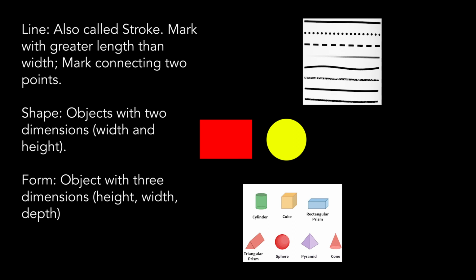Line is also called stroke. It is a mark with greater length than width. It is a mark connecting 2 points. A shape is an object with 2 dimensions, width and height. Form is an object with 3 dimensions, height, width, and depth.